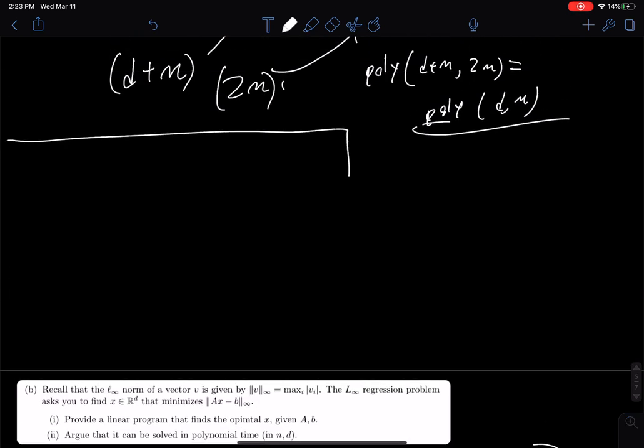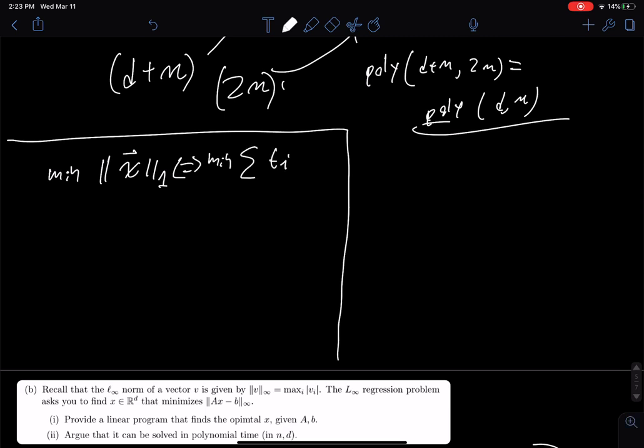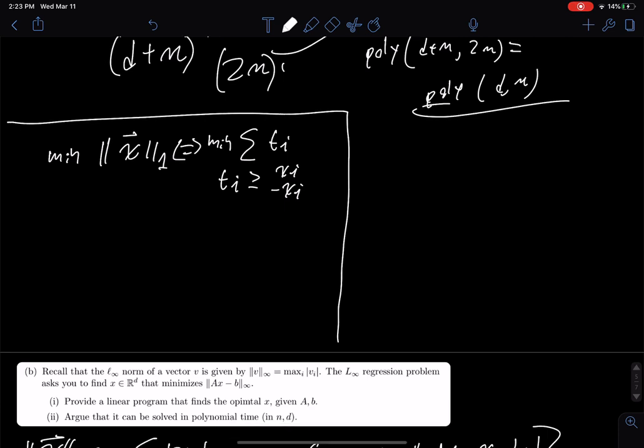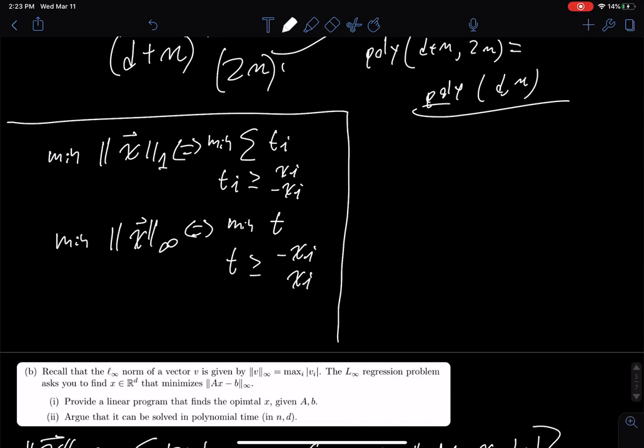Just to summarize the 2 change of variable techniques that we used right here, we learned that if we want to minimize the L1 norm of a vector, it suffices to just minimize the sum of slack variables t i, where each t i has to be greater than or equal to x i and negative x i. If we want to minimize the L infinity norm of a vector, it suffices to minimize a single t such that that single t is greater than or equal to the positive and negative value of each component. And these are 2 very useful LP transformation techniques that you should take note of.